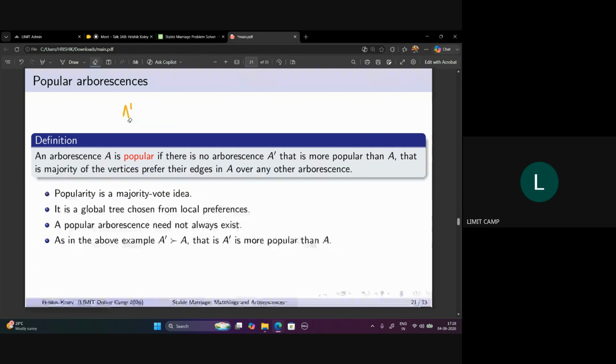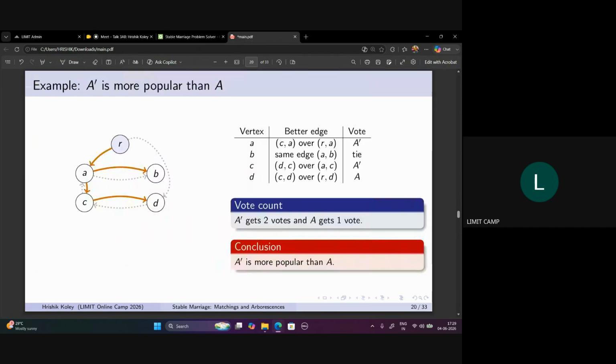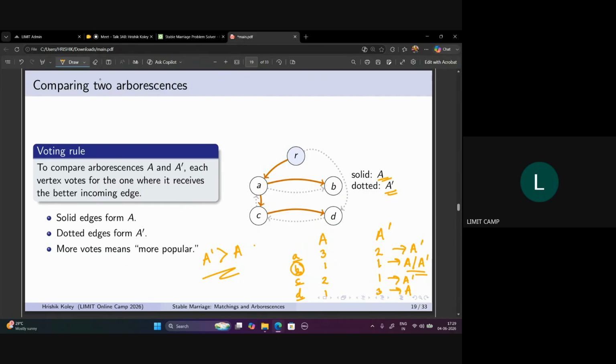For example, if I could come up with some A double dash which had a greater number of votes than A dash, then I would say that A double dash is more popular than A dash. Even if A double dash has the same number of votes as A dash, A dash remains my popular arborescence, because there's no other arborescence that has a strictly greater number of votes than A dash does.